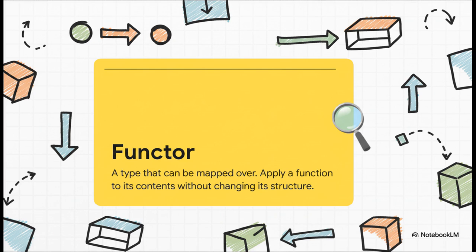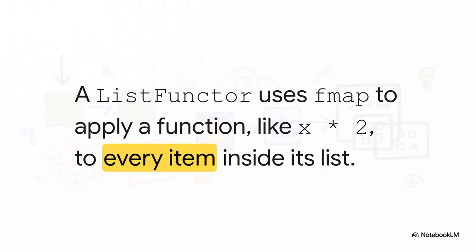A functor is just any box that gives you a standard way to apply a function to whatever's inside it. This is usually done with a method called map. You just give it your function, it applies it to the value inside, and then it returns a new box with a transformed value. Let's make this concrete.